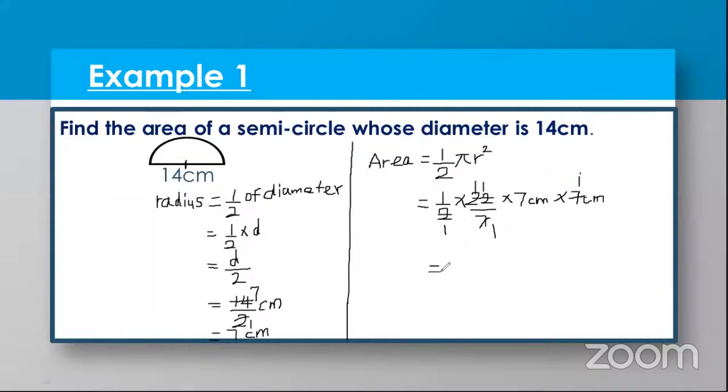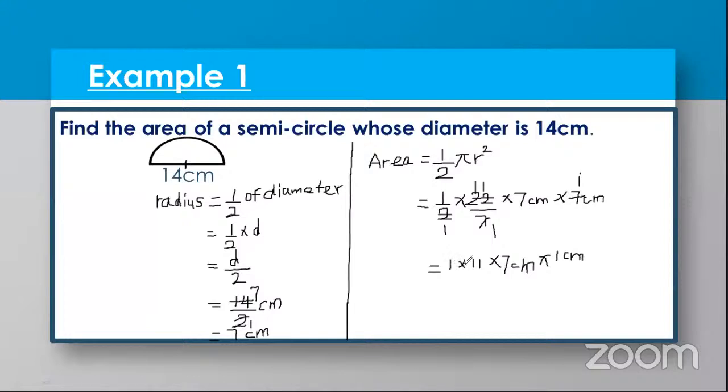So what do I have now? I have 1 here times here 22. I've divided it by 2. I have got 11 times 7. Here I did not divide it by anything. It remains 7 times this 7 I divided by 7. It has remained 1 centimeter.